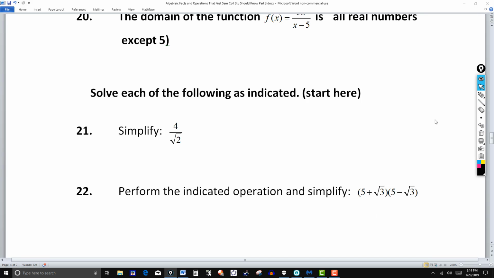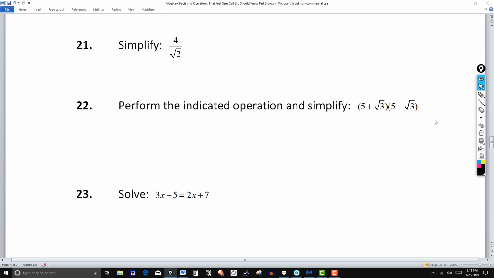Go to the next one. Solve this equation. Okay, pause it. Shouldn't take you more than a few seconds to solve it. Okay, now I'm going to solve it. This is a basic linear equation.